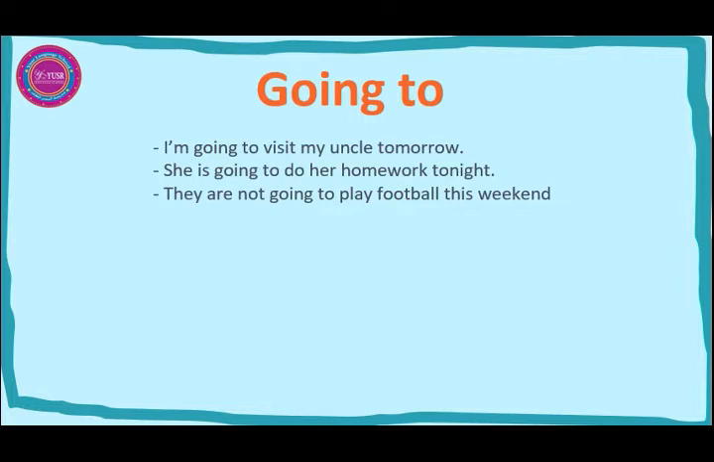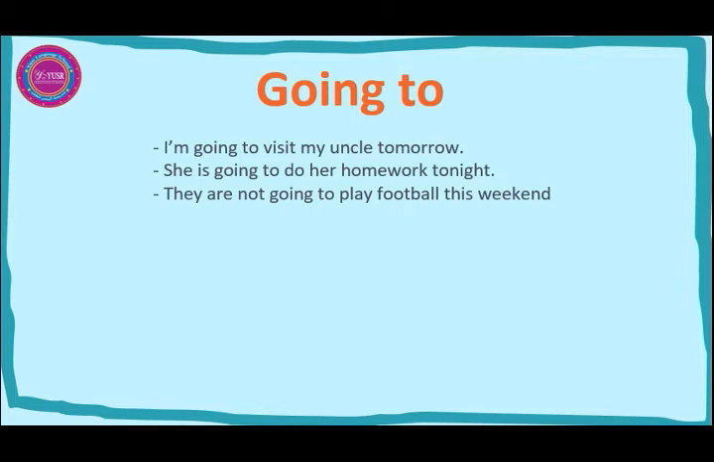"They are not going to play football this weekend." We are talking about the weekend. Now it's not the weekend, so it's a future event. This sentence is in the negative form. "They are not going to play football this weekend." They are not going to. They will, or they are going to do something else. They are going to study their lessons. They are going to do their homework.